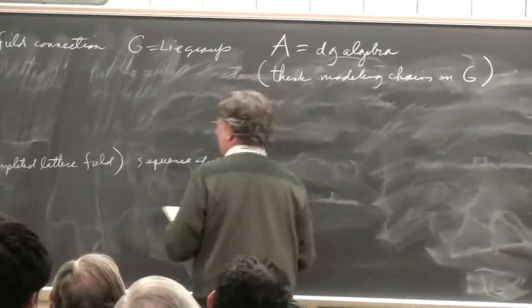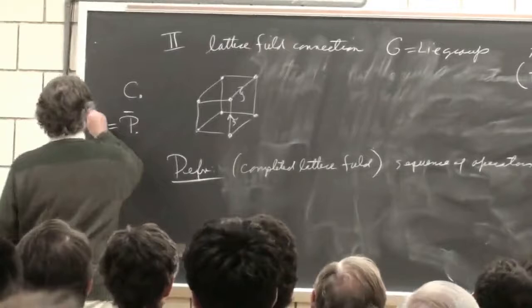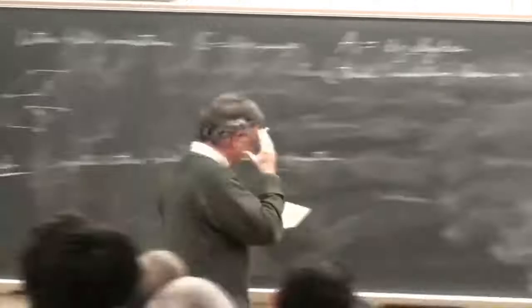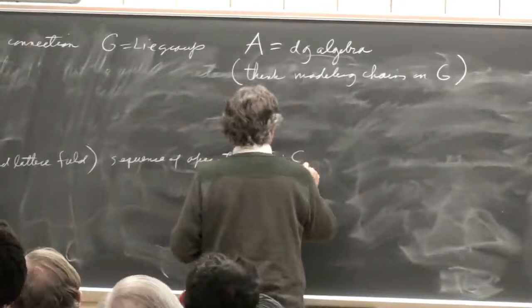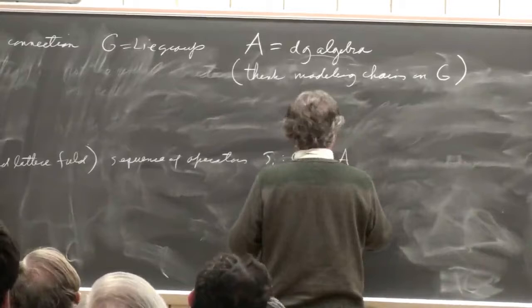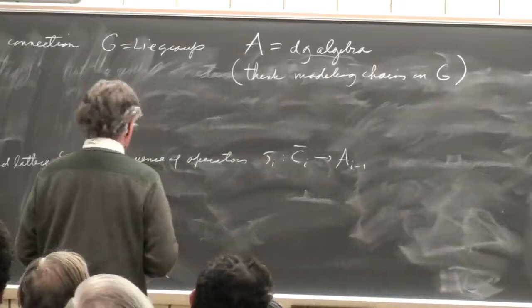I see that I'm writing C bar equals B bar. I'm not going to tax my brain by substituting in my notes. So the sequence of operators tau_i and C_i bar, and this is a differential graded algebra into A_{i-1}. So you have a sequence of operators like that.